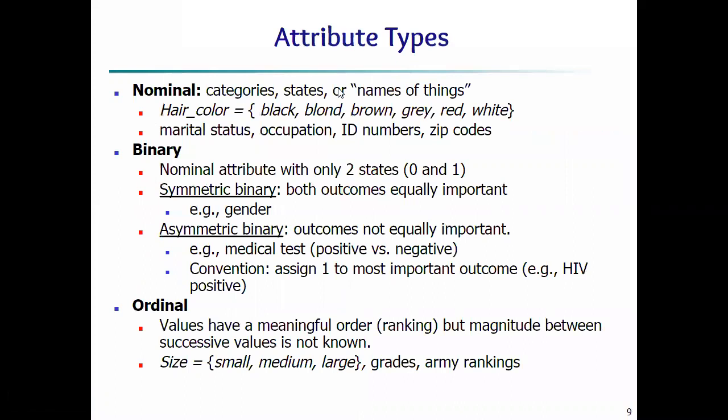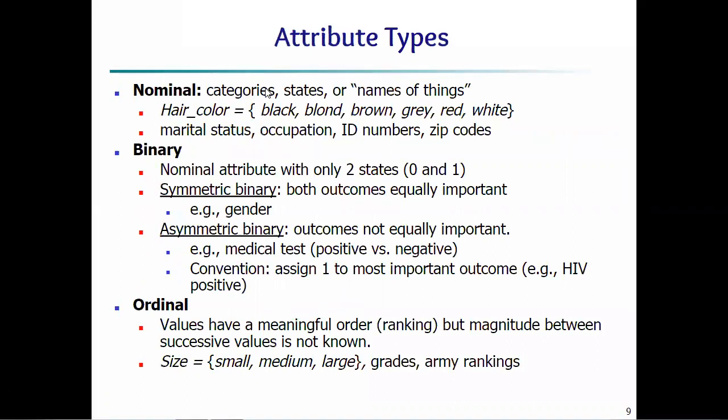Okay, so just concentrate here. The first is nominal attribute. So what are the different nominal attributes? Nominal means the categories, or we can say states or names of things. Which type of data is it, quantitative or qualitative?